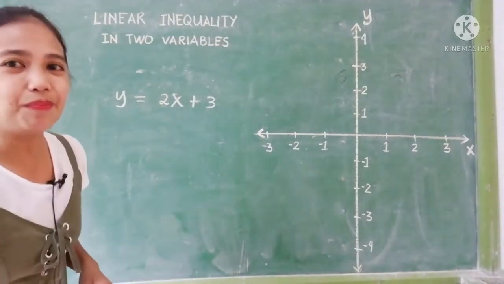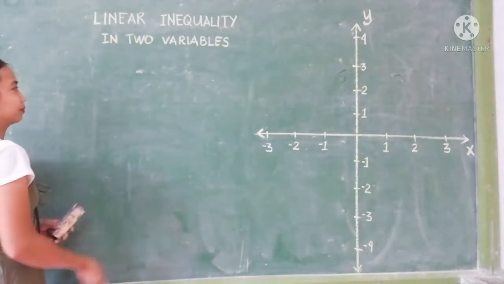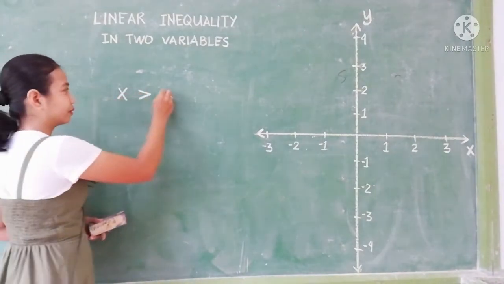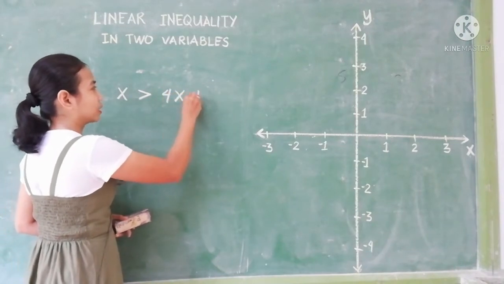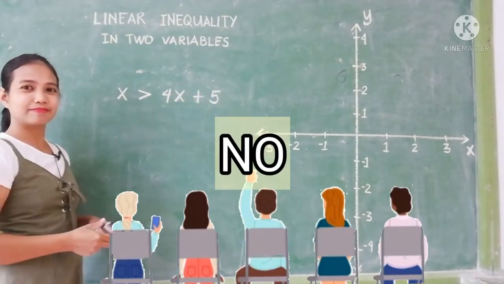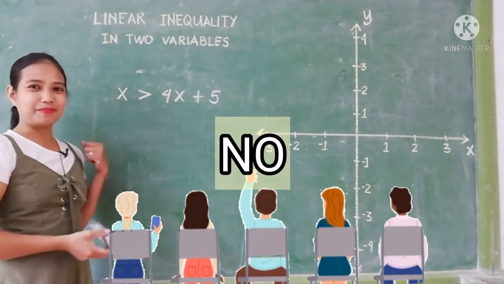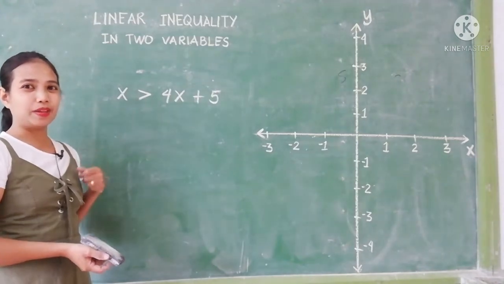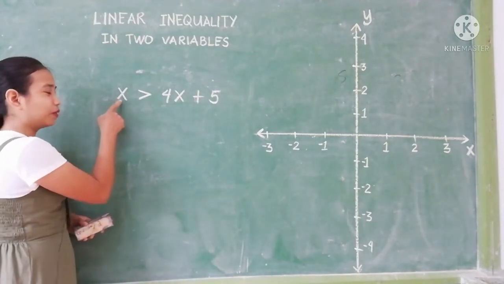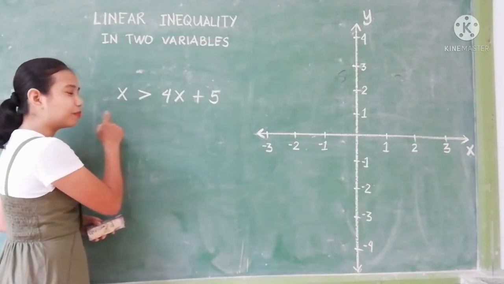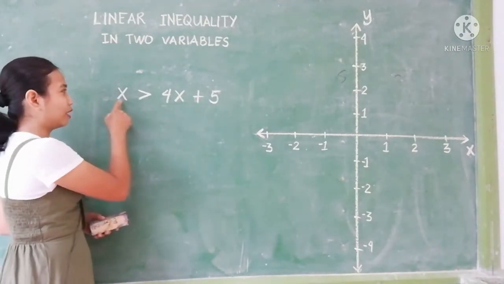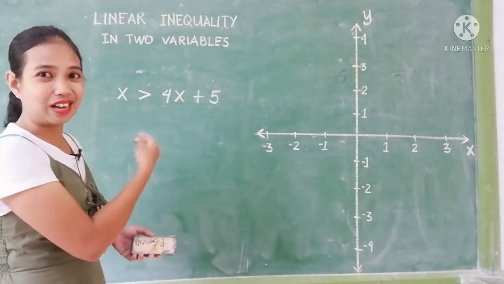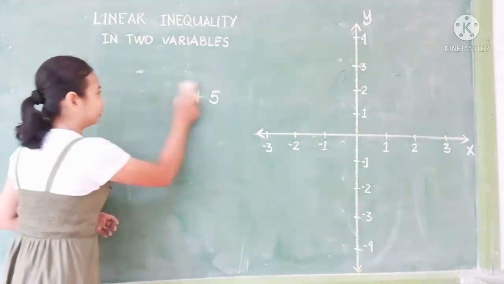Okay, another example, x greater than 4x plus 5. Tama. Ito rin ay hindi halimbawa. So, the answer is no. Bakit? Kung mapapansin nyo, meron ditong isang variable lamang. There's only one variable which is x. And there's no other variable in the example. Okay? Next.